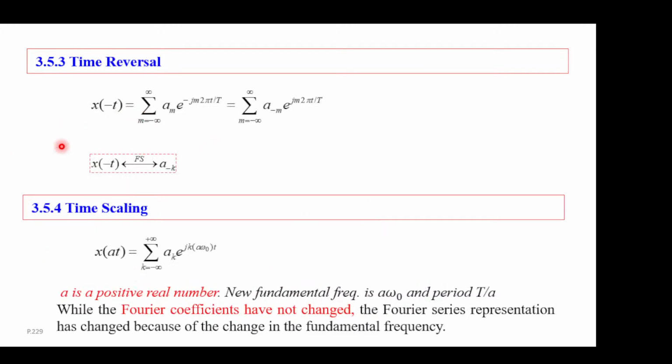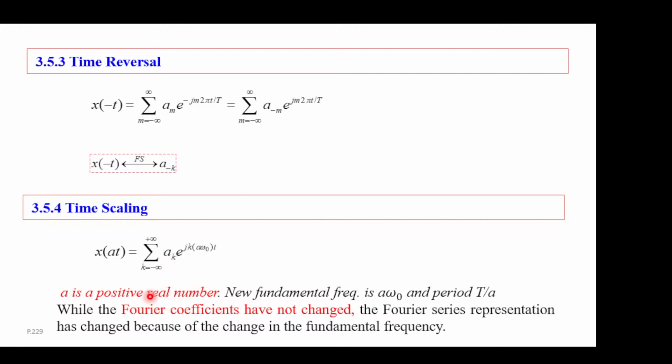And just another thing we did in chapter 1, so what if we do time reversal? If instead of x of t you have x of minus t, then you will basically get a flipping of the index of ak. So the ak of x of minus t will be a of minus k. As you can see in the derivation here, there's a change of variable.